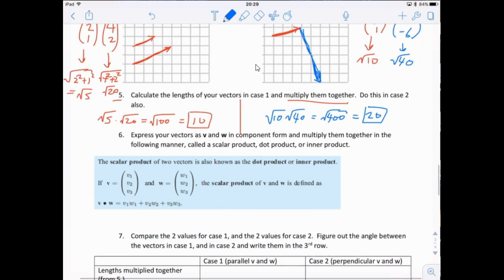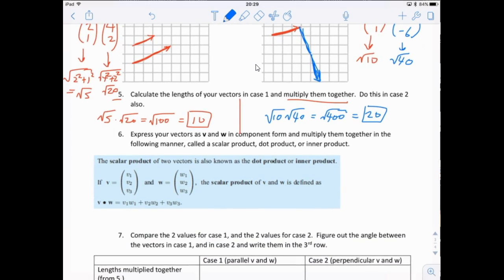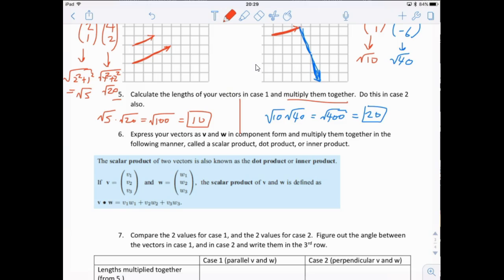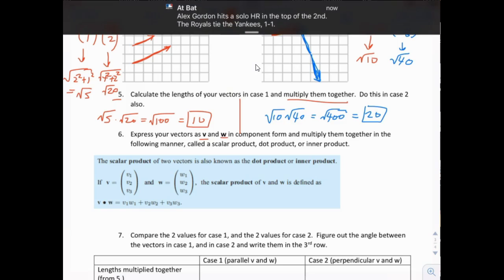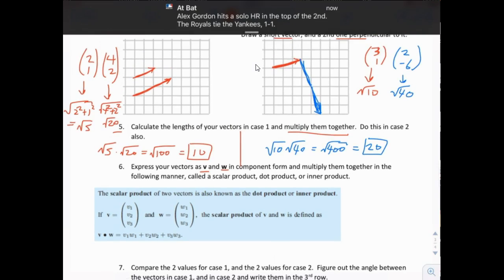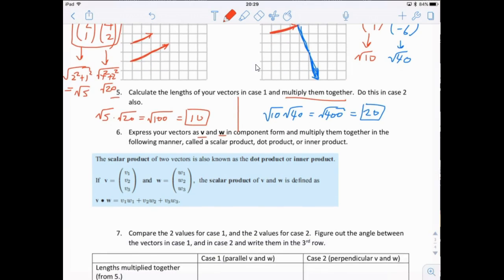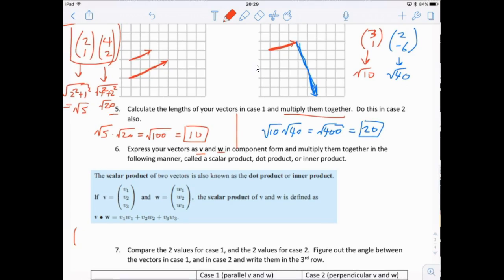Okay. So now we're going to move on to 6. And then we're going to start to understand why we multiply these together, as finally when we get to number 7. Express your vectors as vector v and vector w in component form and multiply them together in the following manner called the scalar product, dot product, or inner product. And so we've expressed the two parallel vectors as component vectors here, and we're going to multiply them together as a scalar product. And you don't know what that means yet, but it's a pretty easy process. Understanding what it means is a little bit harder, but the process of doing a scalar product is pretty easy.